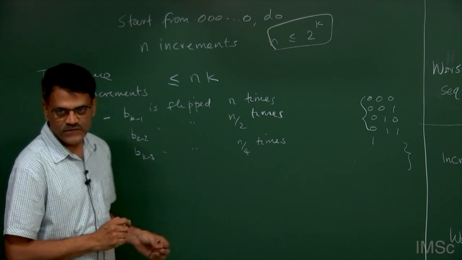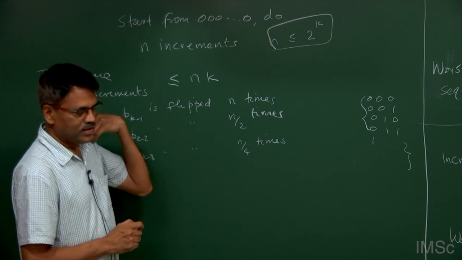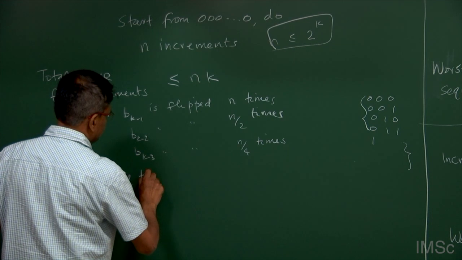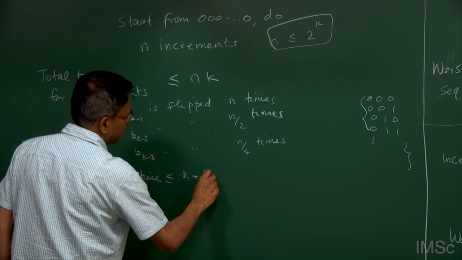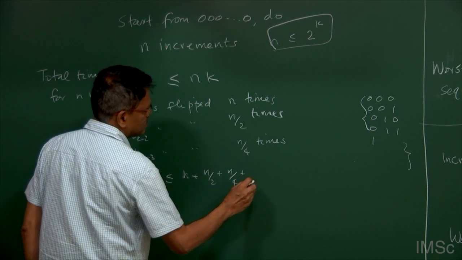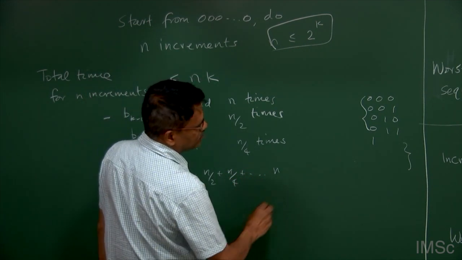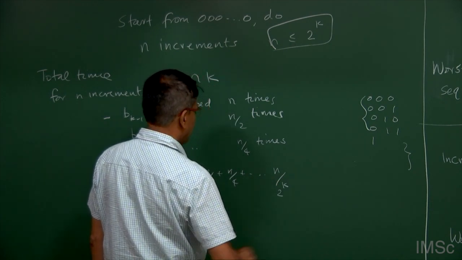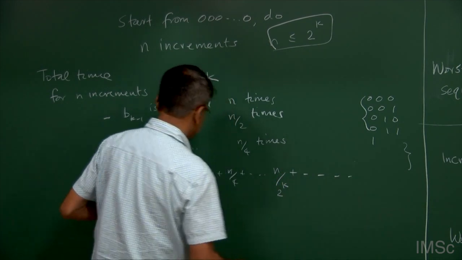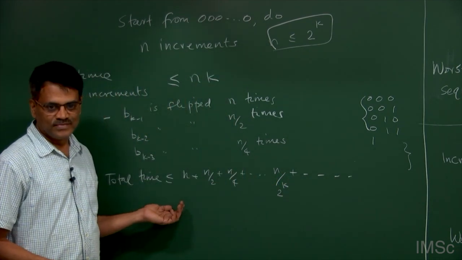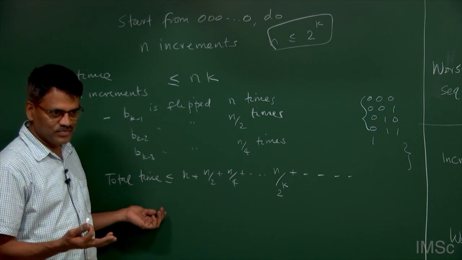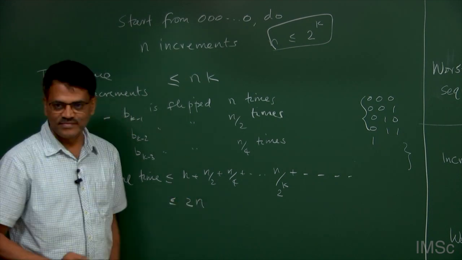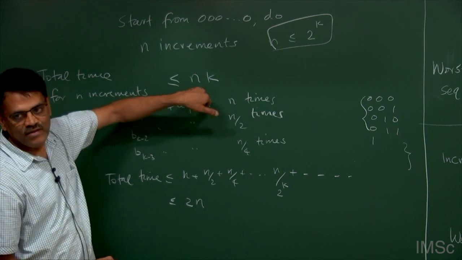So what is the total time? n plus n by 2 plus n by 4 plus ... n by 2 power k or something. But even if I go all the way up to infinity, what is the sum? It's a geometric series. It is 2n. This is at most 2n. It is not kn. We get a better value.